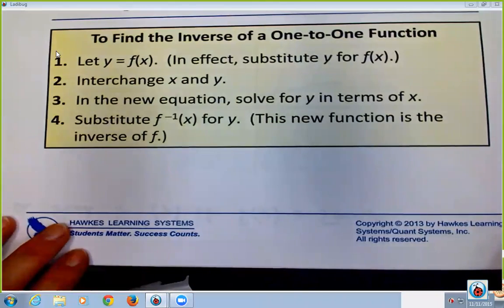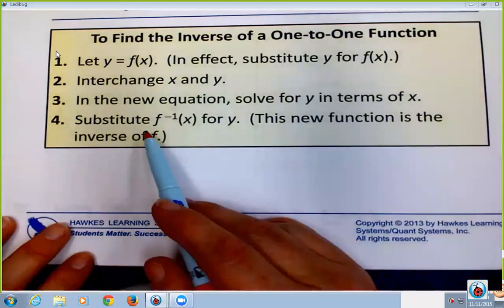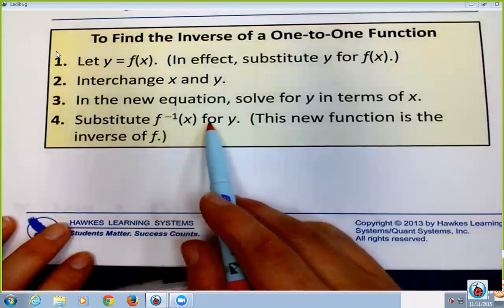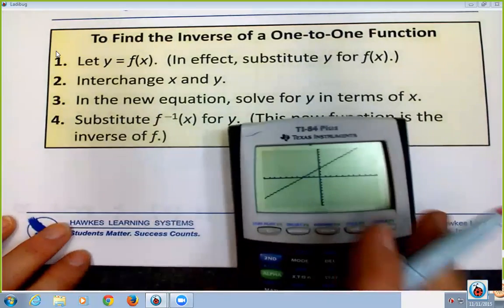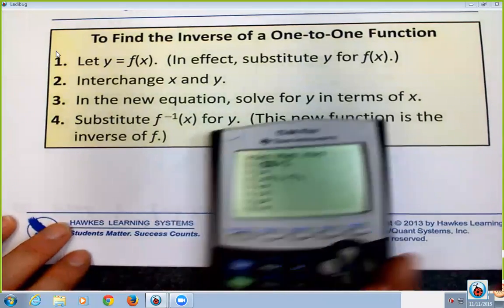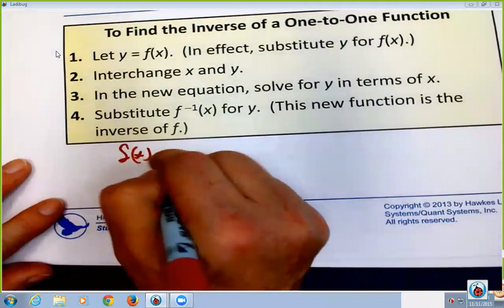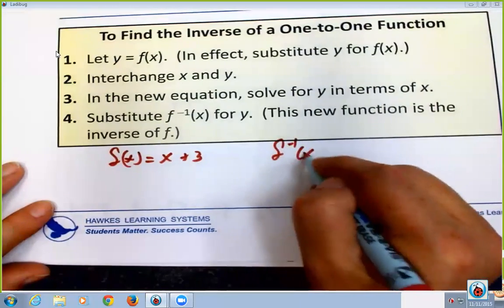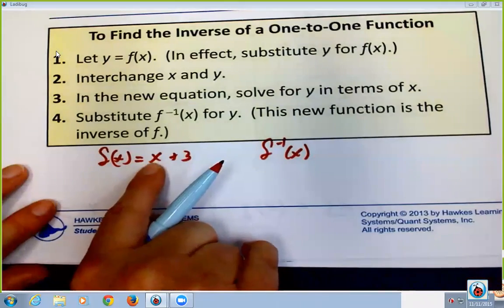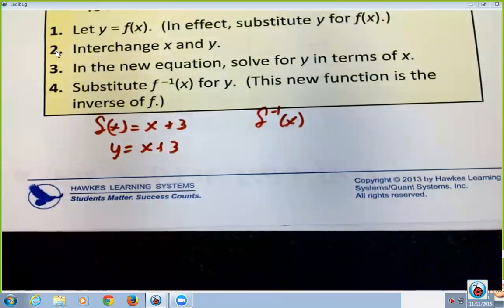Step 2: interchange x and y. Step 3: in the new equation, solve for y in terms of x. And then substitute f inverse of x for y, and you have your new function. So if f of x is equal to x plus 3, its inverse is f of negative 1 of x. I'm going to replace and write this as y equals x plus 3. We good there so far?